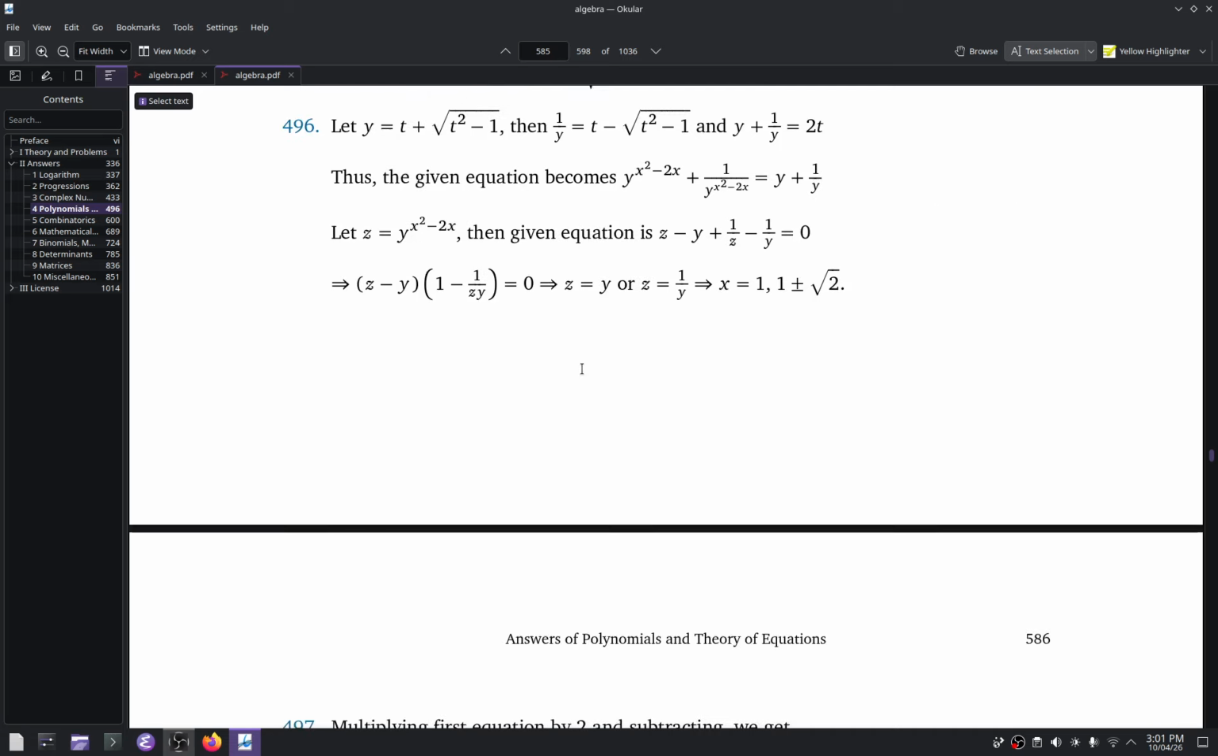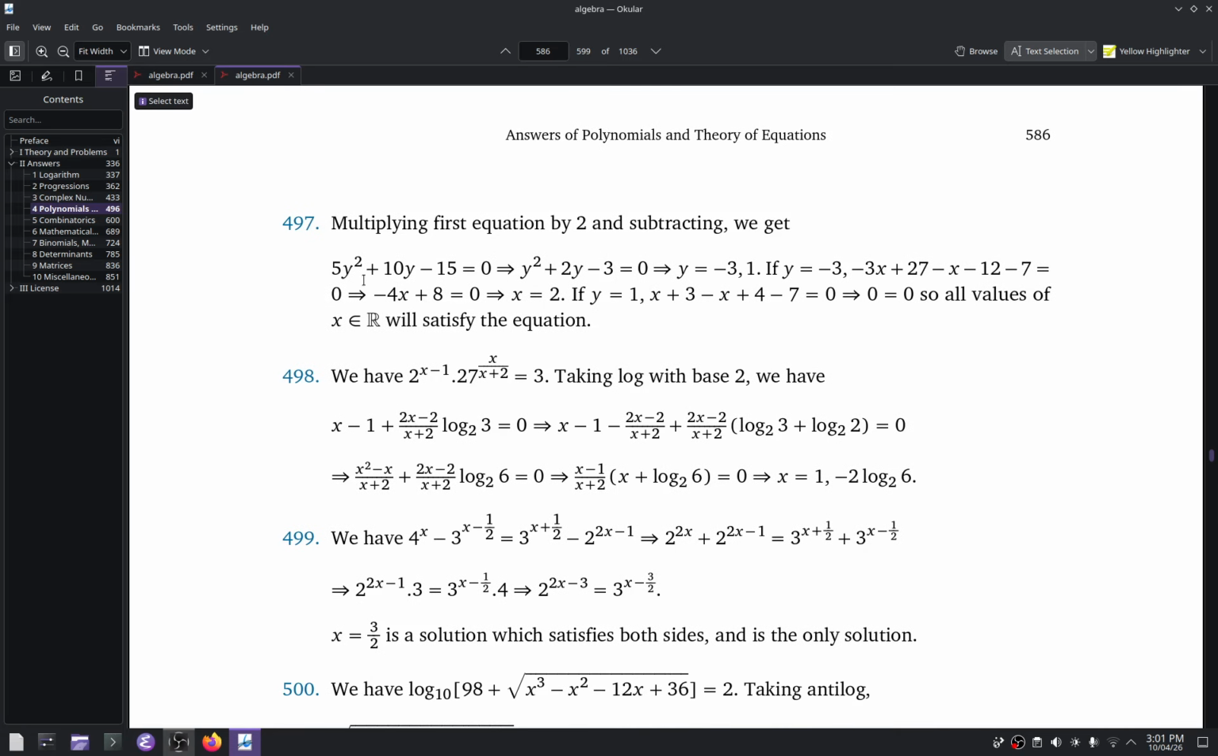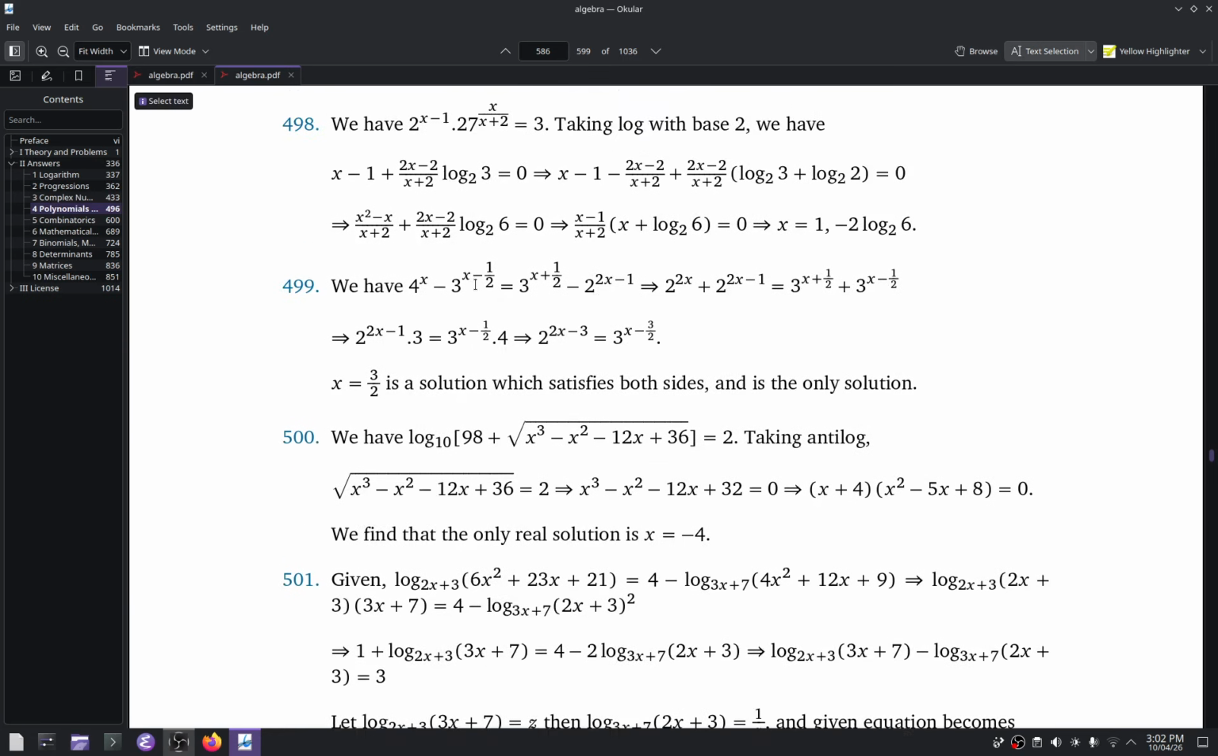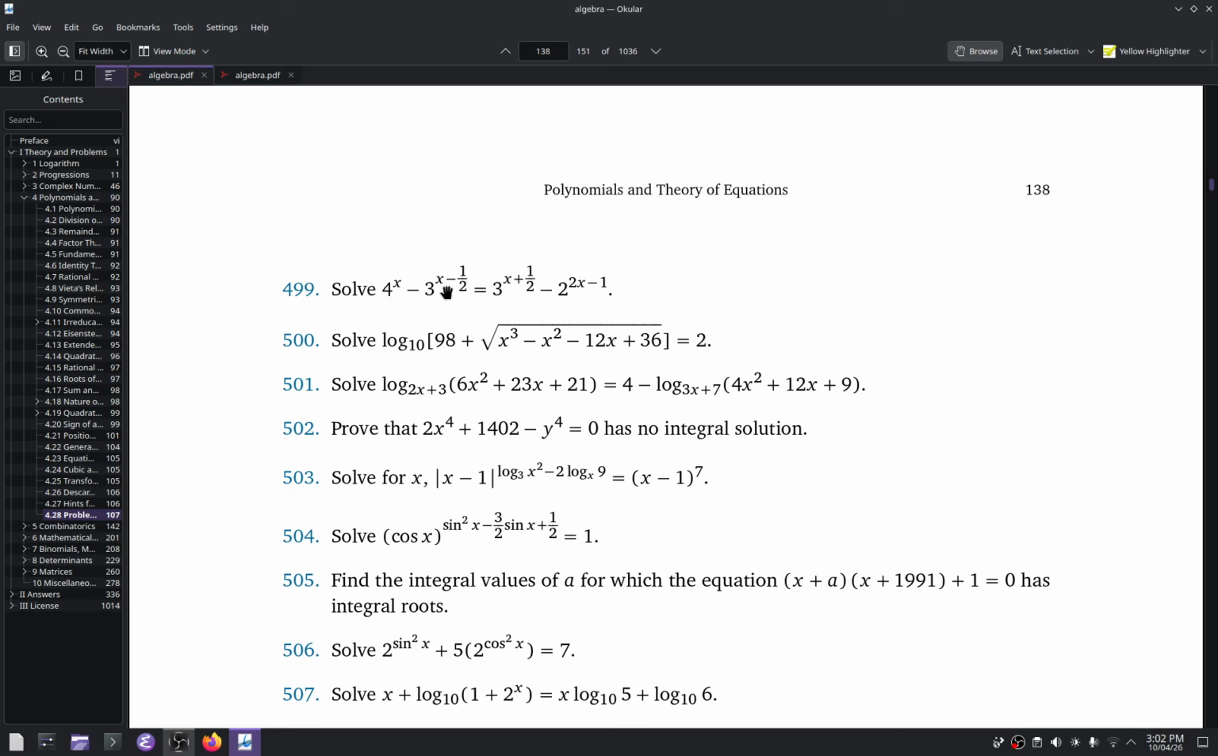So we do that and we arrive at 5y² + 10y − 15 = 0. That is, y = −3 and 1. Now if y = −3, we get x = 2. And if y = 1, then 0 = 0, so all values of x in the set of real numbers will satisfy the equation. We skip question 498. There are serious typing issues. I'll have to fix that.